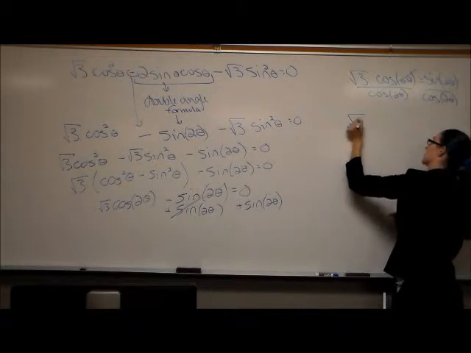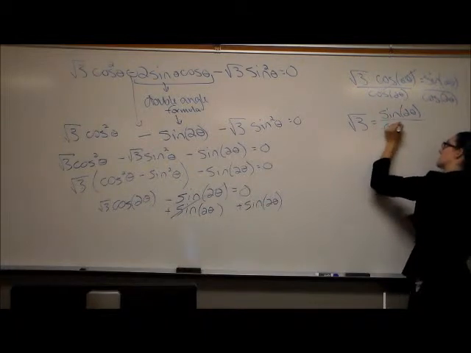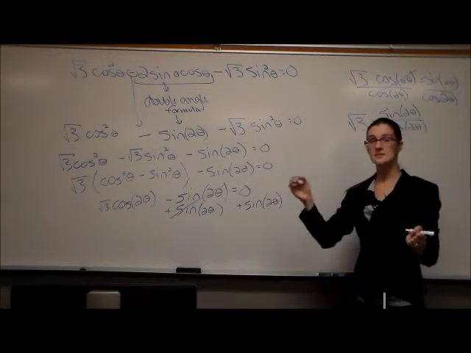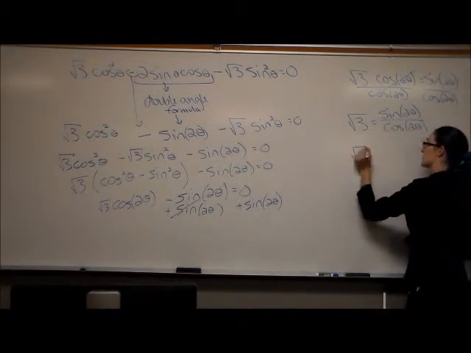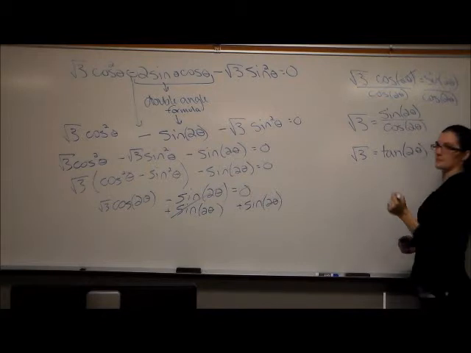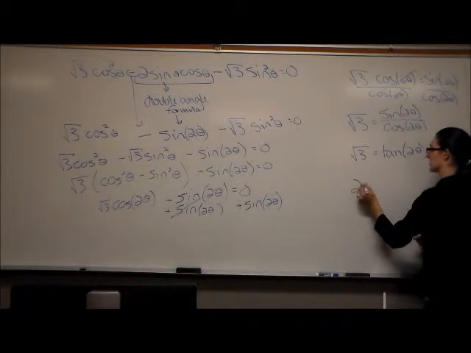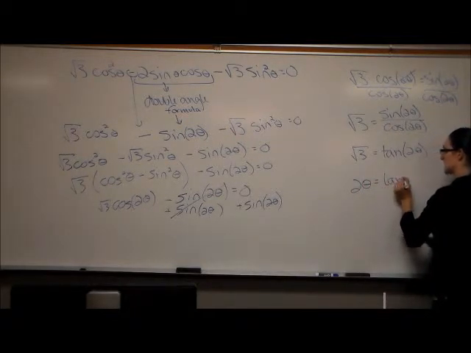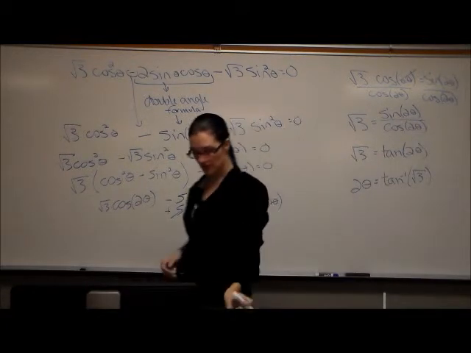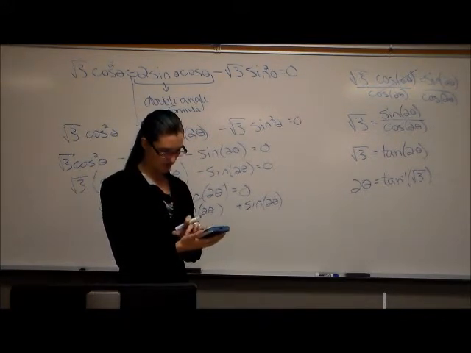So that gives us the square root of 3 equals sine of 2 theta over cosine of 2 theta. Since the insides are exactly the same, sine over cosine equals tangent. So square root of 3 equals tangent of 2 theta. Then you can take this and turn it around like we were doing earlier on in the semester. 2 theta equals tangent inverse of the square root of 3. So in your calculator, you can get that on second tangent inverse square root of 3.